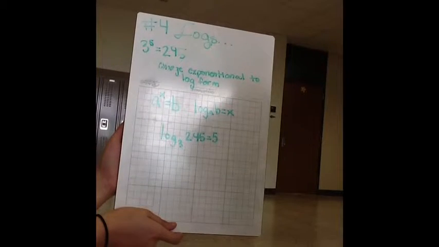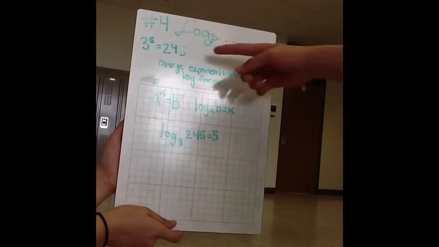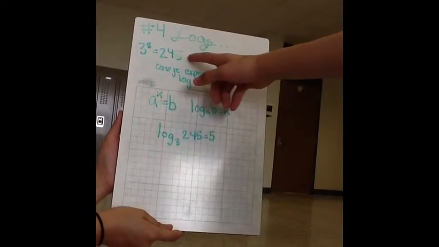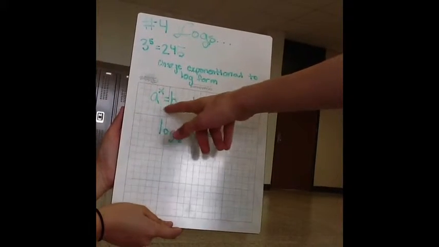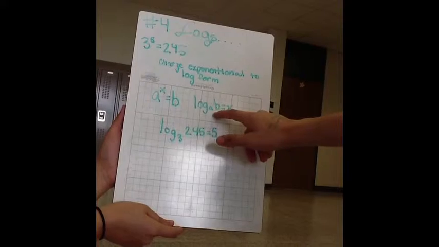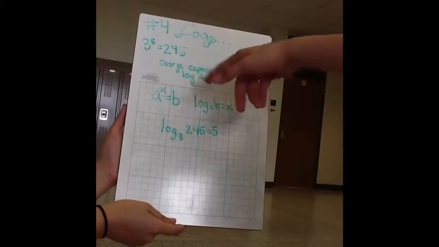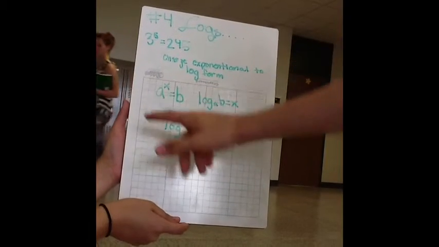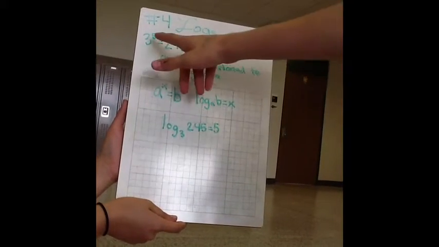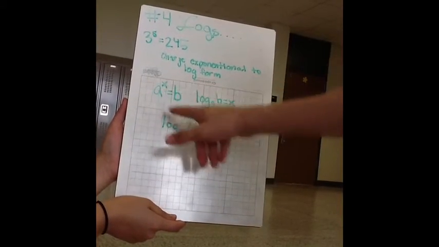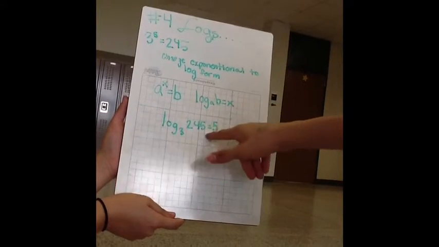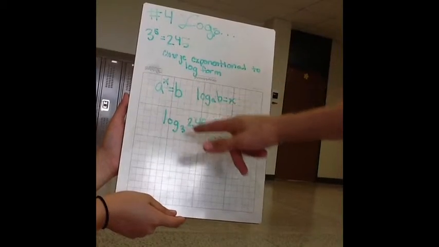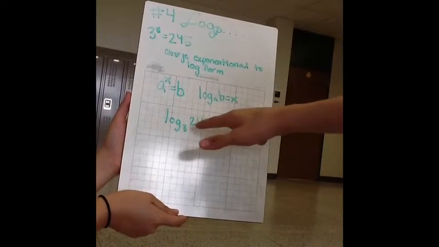Number 4, logarithms. So we want to change this exponential form into log form. This is the base exponential form, and this is the base log form. And then we put the 3, which is a, there, and the 5, which is the x, over to there, and then that's b, so that goes there.